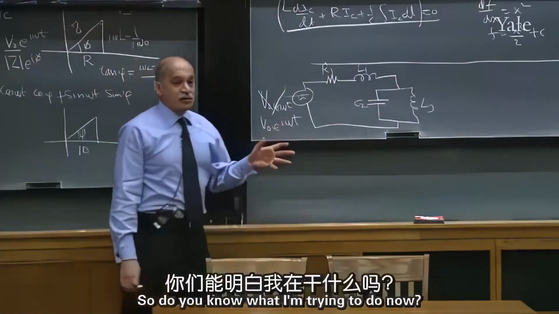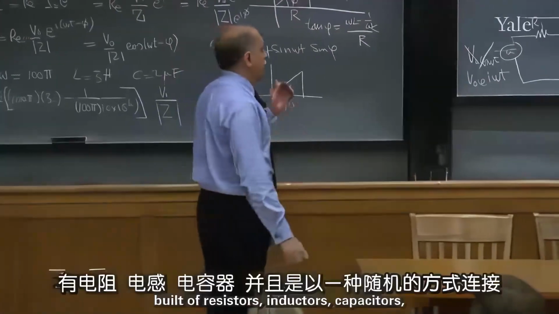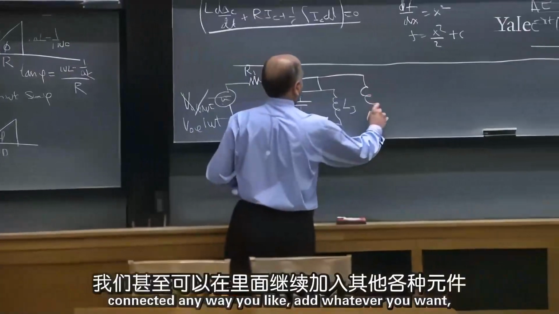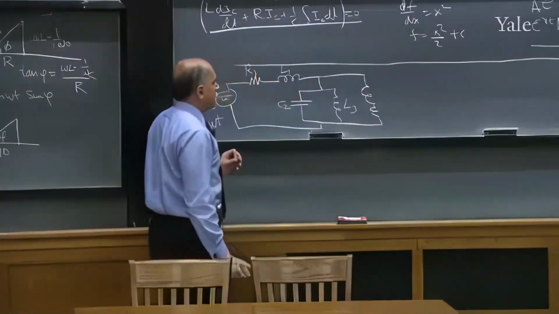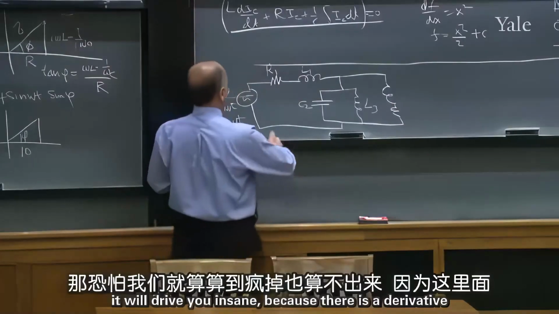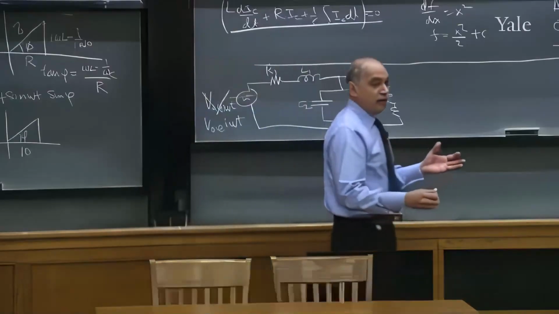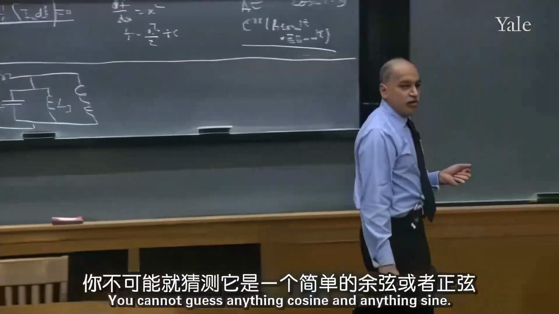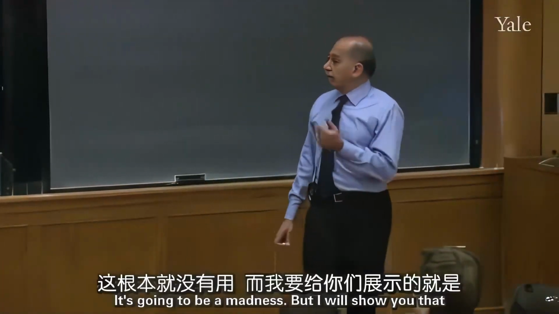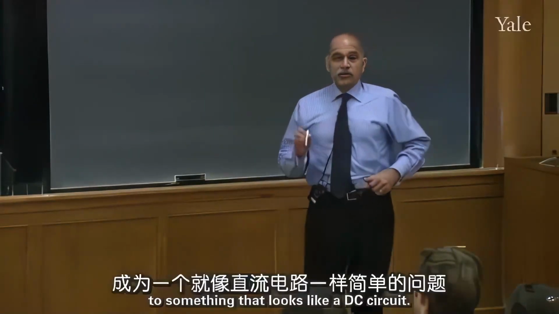So do you know what I'm trying to do now? I'm trying to tell you that an arbitrarily complex AC circuit built of resistors, inductors, capacitors, connected any way you like, add whatever you want. If you go back to the differential equation, it'll drive you insane because there is a derivative of this current, derivative of that current, integral of that current, all coupled in some way. How are you going to solve it? You cannot guess anything at cosine and anything sine. It's going to be a madness. But I will show you that if you use complex numbers, you can reduce the problem to something that looks just like a DC circuit.